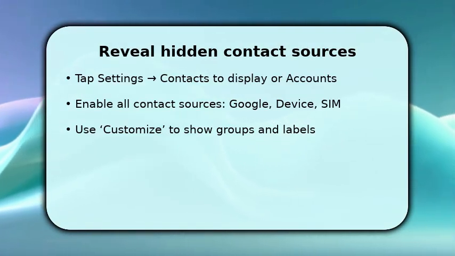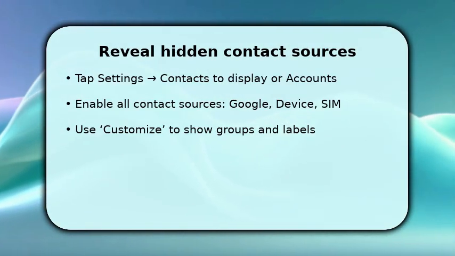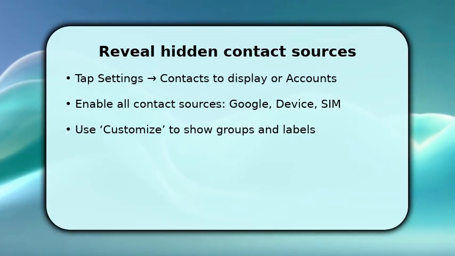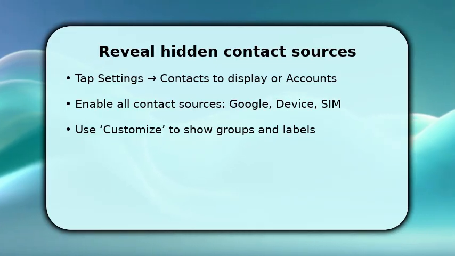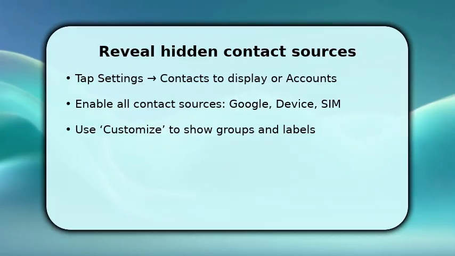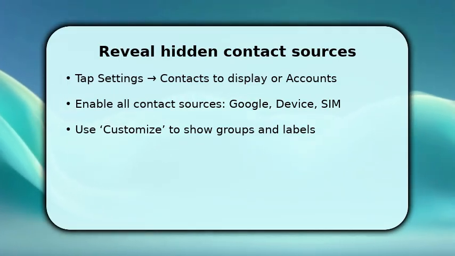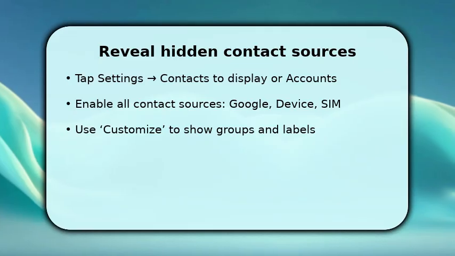You should tap Settings then Contacts to display, or Accounts depending on your app. Make sure you enable Google, Device, and SIM or any secondary account so their entries appear. Once those are enabled, use Customize or View options to show groups and labels. This exposes contacts removed from the default view. If contacts were stored under a label, selecting it will surface them.